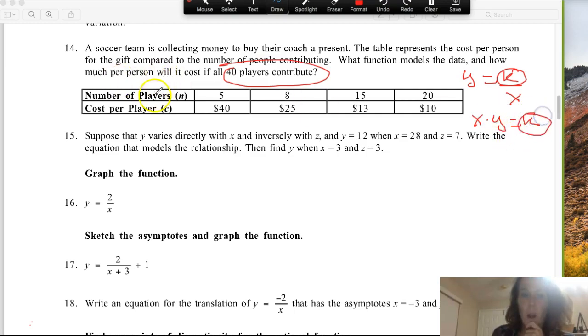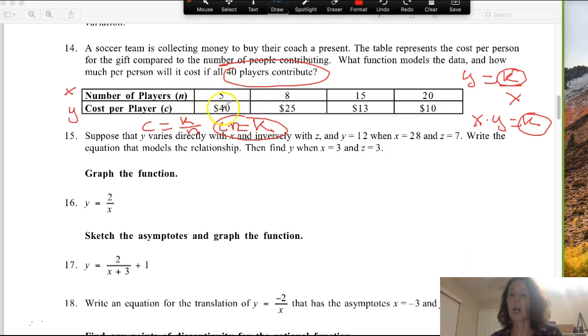Now here, our x value is actually the number of players, and our cost, or the y value, is the C. So this would actually be your cost is equal to whatever that constant is, divided by the number of players. If you want the constant, you would multiply both sides by n, and the constant would be the cost times the number of players. Okay, so let's check. Is C times n a constant? That will let us know if we do have an inverse variation.